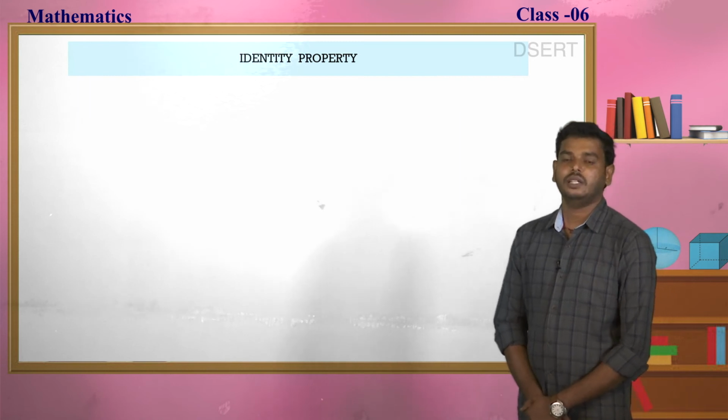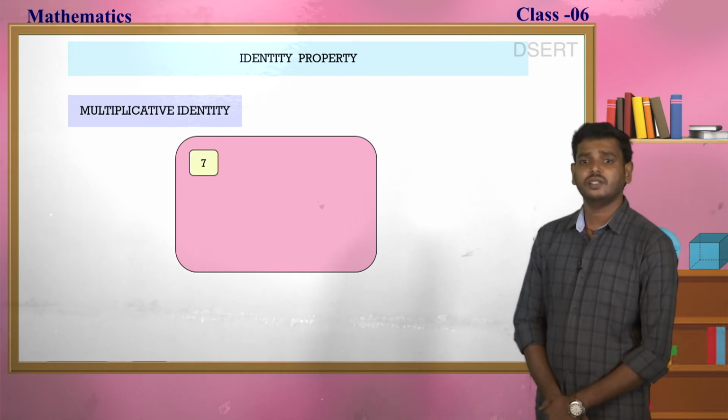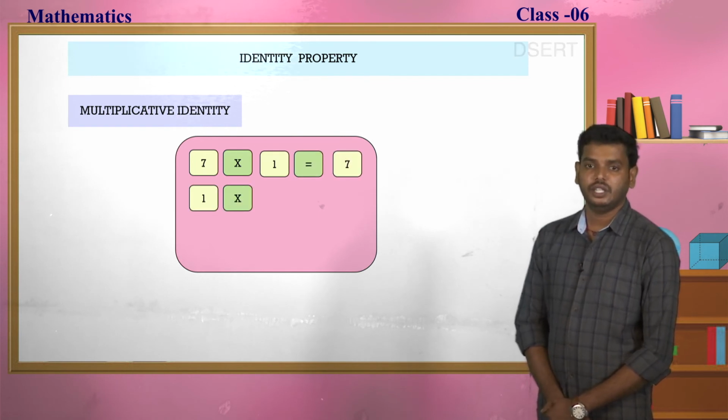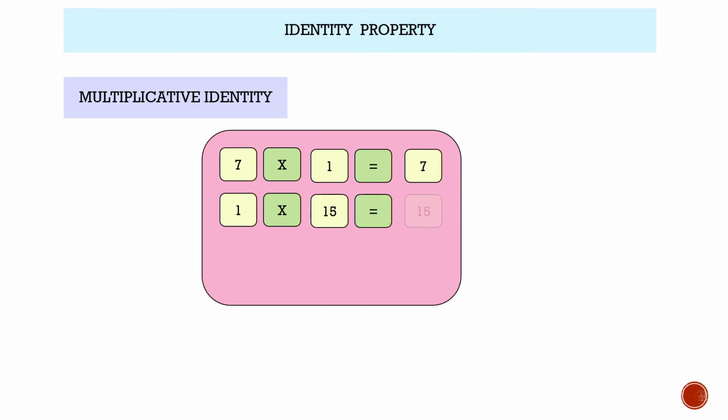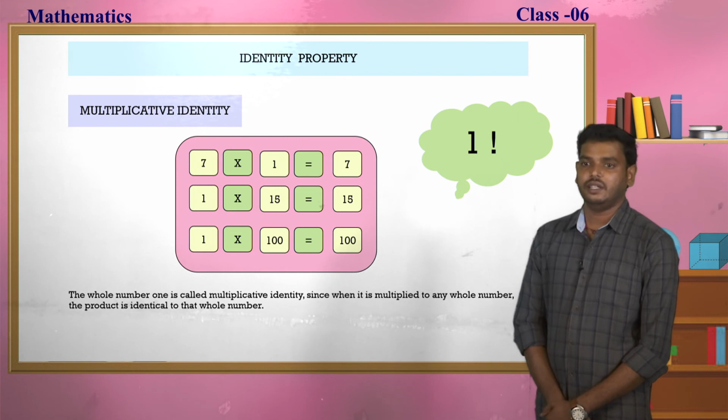Next we will move to another identity, that is multiplicative identity. Let us see with some examples. Here 7 into 1 is equal to 7 itself. 1 into 15 is equal to 15 itself. 1 into 100 is equal to 100 itself. By this I can say the whole number 1 is called multiplicative identity, since when it is multiplied to any whole number, the product is identical to that whole number itself. Got it, children? Multiplicative identity is 1, additive identity is 0.